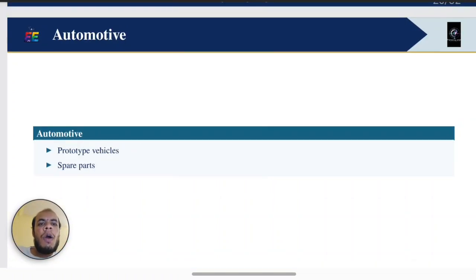So moving on to the automotive industry. As I discussed, 3D printing is used for prototypes as well as spare parts. So engineers can test vehicle designs before mass production. Companies can also manufacture replacement parts quickly when needed. So this improves time as well as maintenance efficiency.